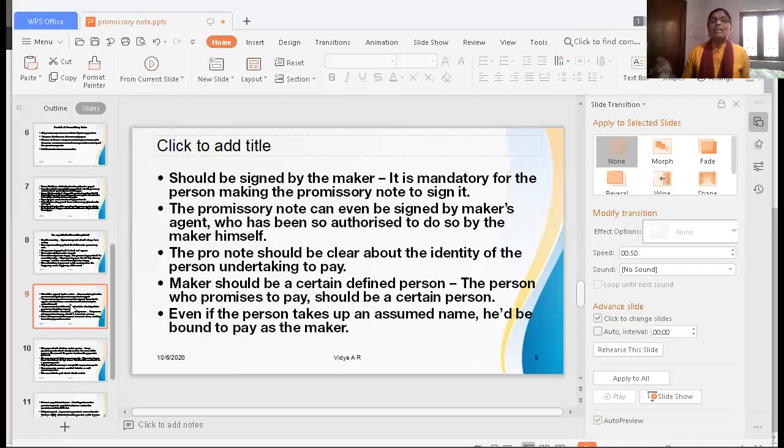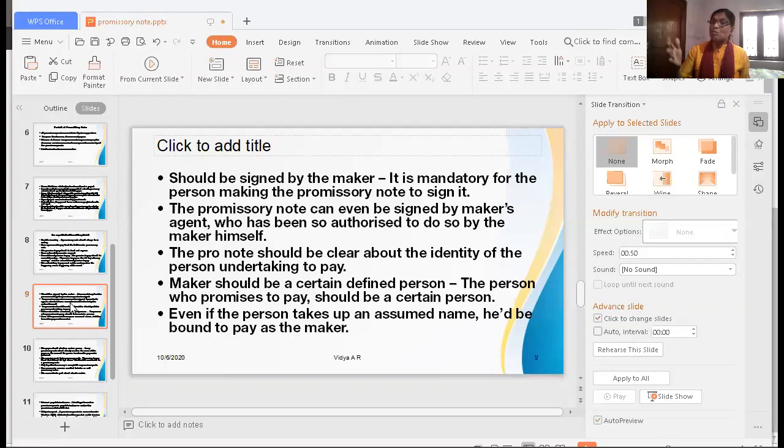And the pronote should be clear about the identity of the person undertaking to pay. ഏതോ ഒരു fictitious നെയിമിലല്ല നമ്മൾ ഇഷ്യൂ ചെയ്യുന്നത്. Party's identity must be clear. Age, what is their address, everything you have to mention. And the maker should be a certain defined person. Drawer defined person ആയിരിക്കണം. And the person who promises to pay should be a certain person. That means identity should be kept clear. And even if the person takes up an assumed name, he would be bound to pay as the maker.